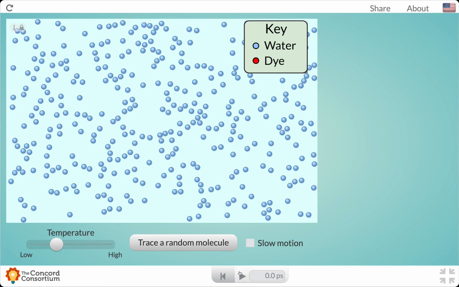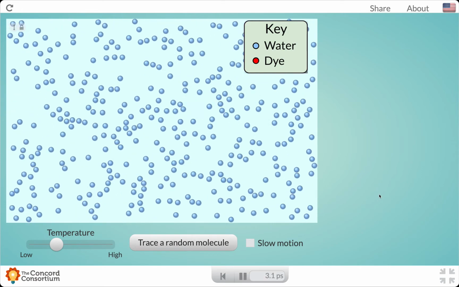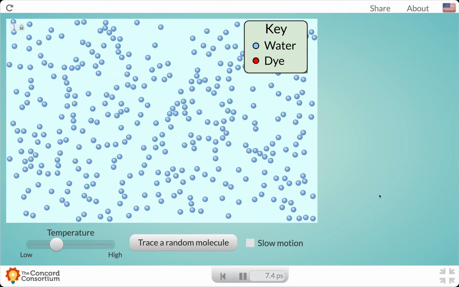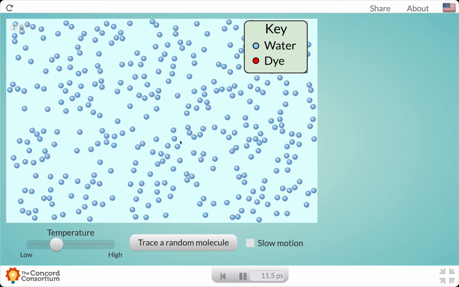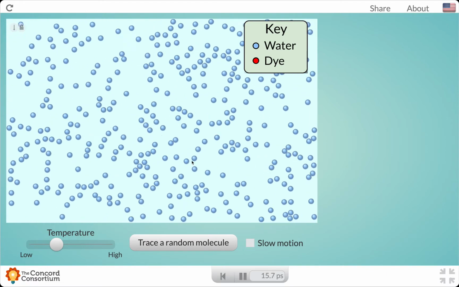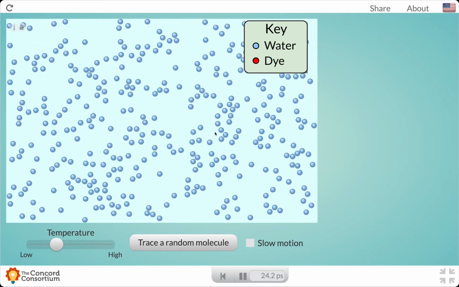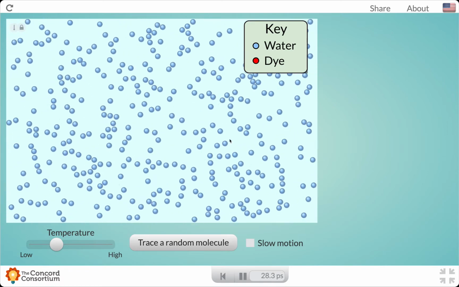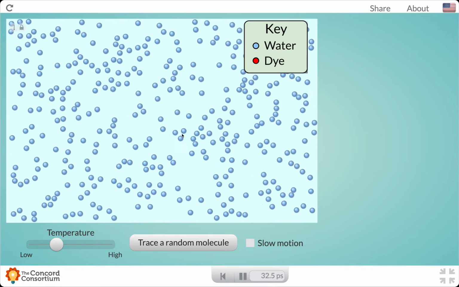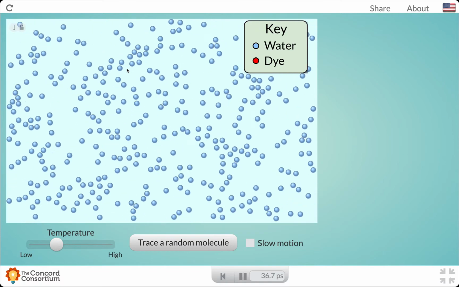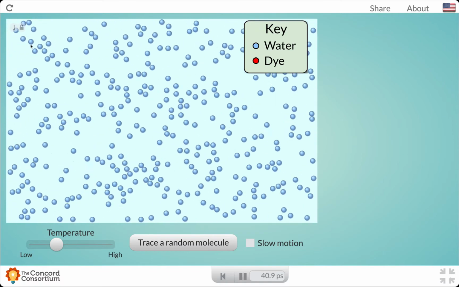So this is the particles in the water. It's not a brilliant model because they should really be taking the shape of the container, so maybe it's probably better to think of this as a gas. But whatever, the particles are moving in random directions. They're moving around. So I'm going to click the dye in the top left-hand corner.